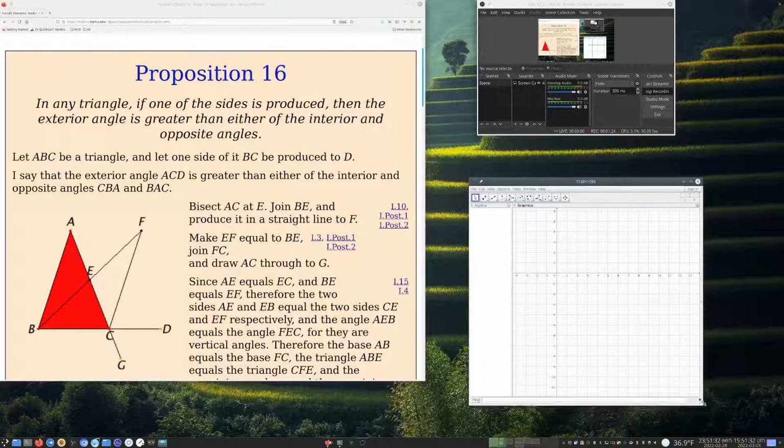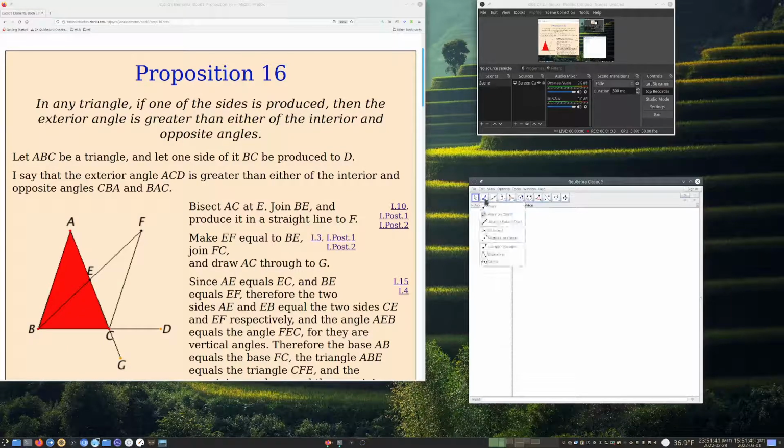All right, so let's... We don't want the axes, we don't want the grid. We want line segment. So I just want it to match. We'll extend this out. Bisect AC at E.